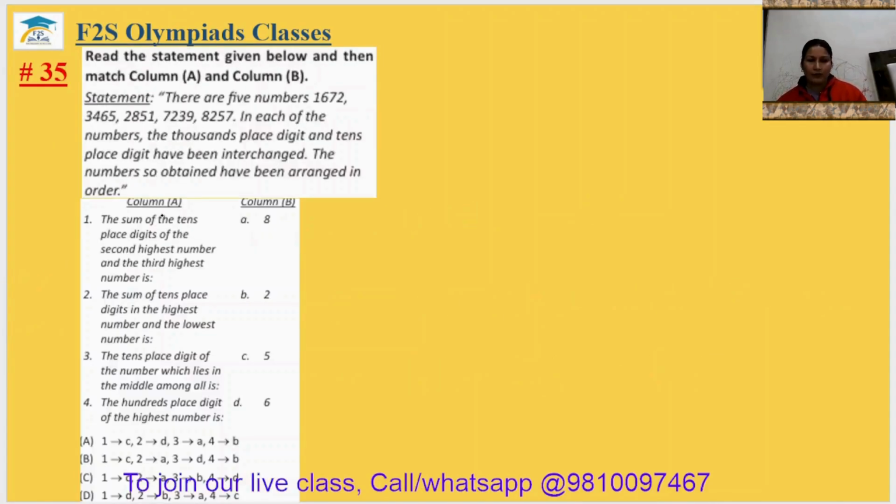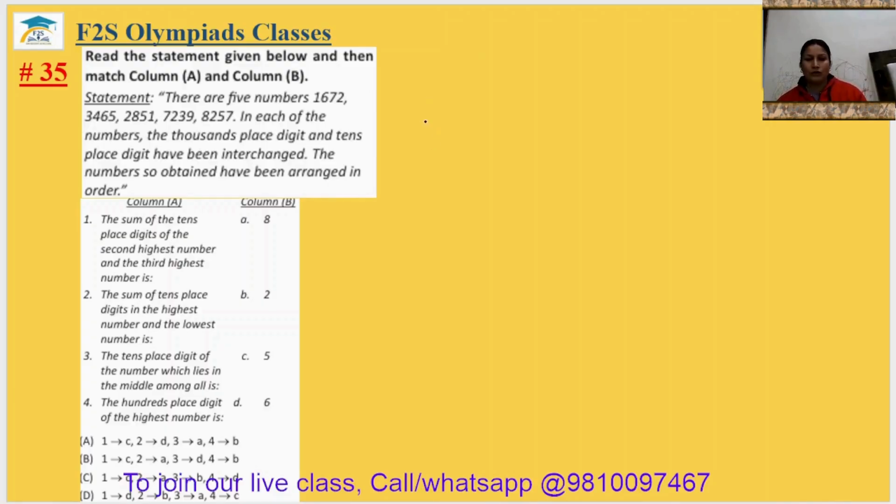Question number 35. Okay. Read the statement given below and then match column A and column B. Statement. There are 5 numbers: 1672, 3456, 2581, 7123, 9825, 7. In each of the numbers, the thousands place digit and the tens place digit have been interchanged. The numbers so obtained have been arranged in order.